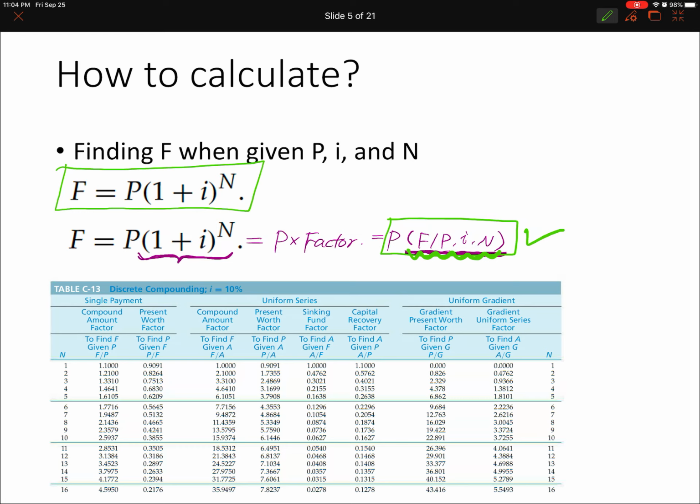So we said to find F given P, F equals P times a factor. How do you write that factor? You just think about what you're going to find. Find F. So put the thing you want to find at the beginning, then a slash, and then what is given comes after it. So it's given P, and given i, and given n. n is the number of compounding periods, and i is the interest rate. That's the way you write this factor.